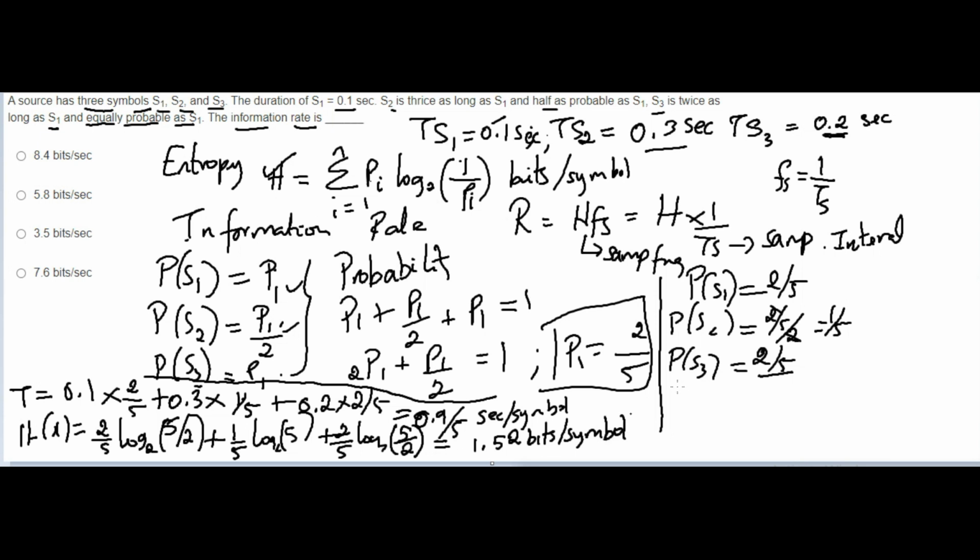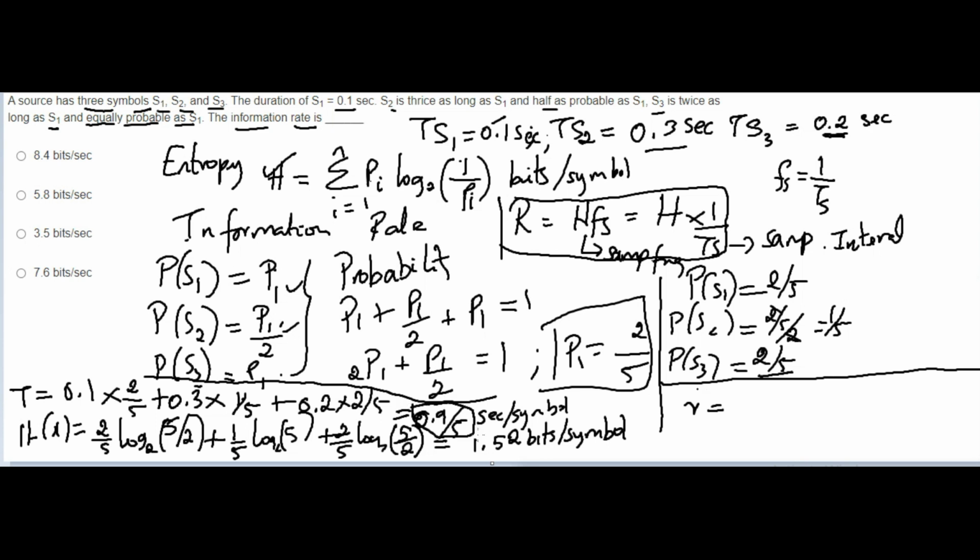That is very simple. Then afterwards you complete this one, and I want to find R. R is equal to what? R is equal to H into 1 by TS, is it right? So what is the TS here? TS is 0.9 divided by 5, is it right?